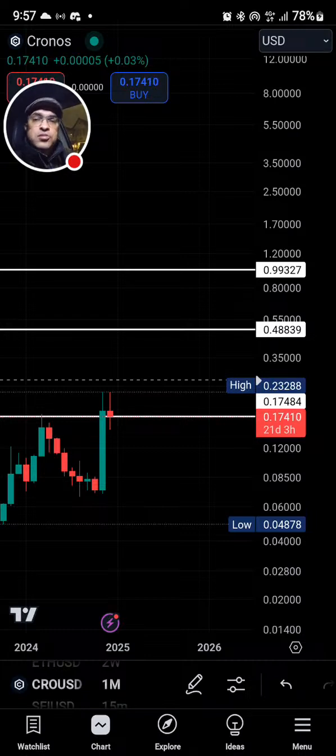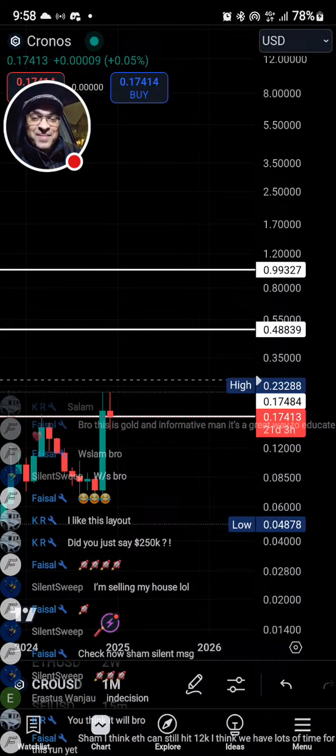48 cents was the next target. And I know one of my brothers is going to be minted. He's going to gift me a Tesla when it gets to 48 cents, because he's going to make a ton of money.